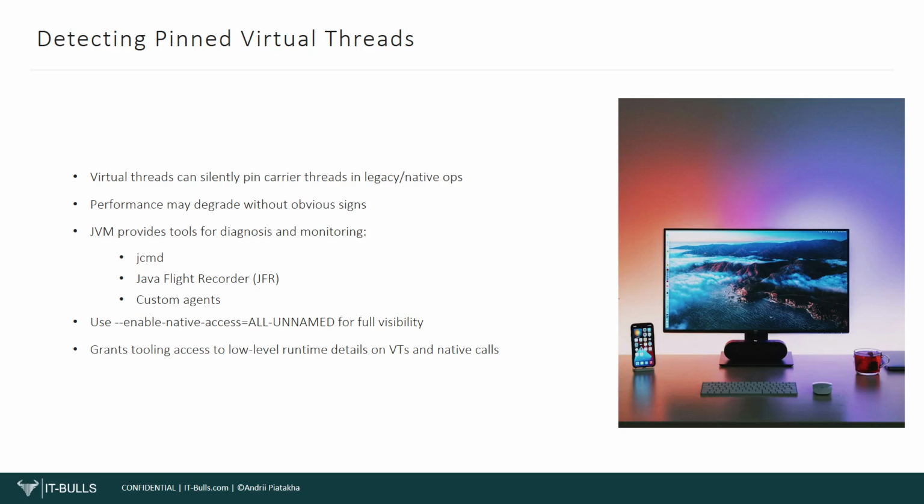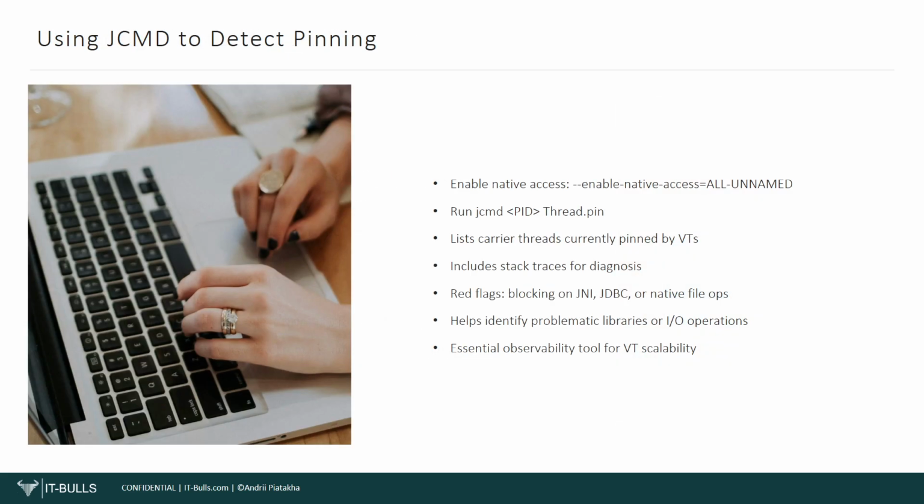One of the most powerful diagnostic options is the --enable-native-access=ALL-UNNAMED flag, which you can pass to the JVM at startup. This flag gives internal tools, such as JCMD, Java Flight Recorder, or even custom agents, permission to access and inspect low-level runtime details, including information about virtual threads and their interaction with native code. Without this flag, some of the introspection APIs simply won't give us the visibility we need. Once native access is enabled, we can use the JCMD tool, which ships with the JDK, to identify whether any carrier threads are being pinned.